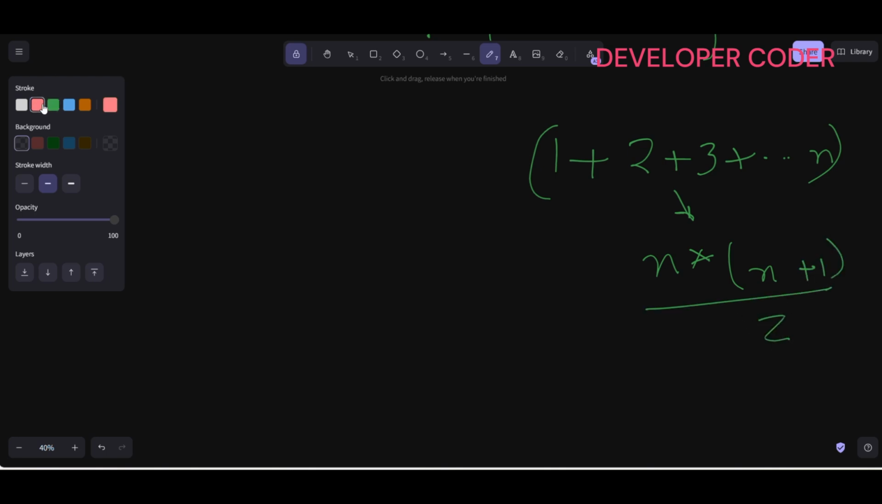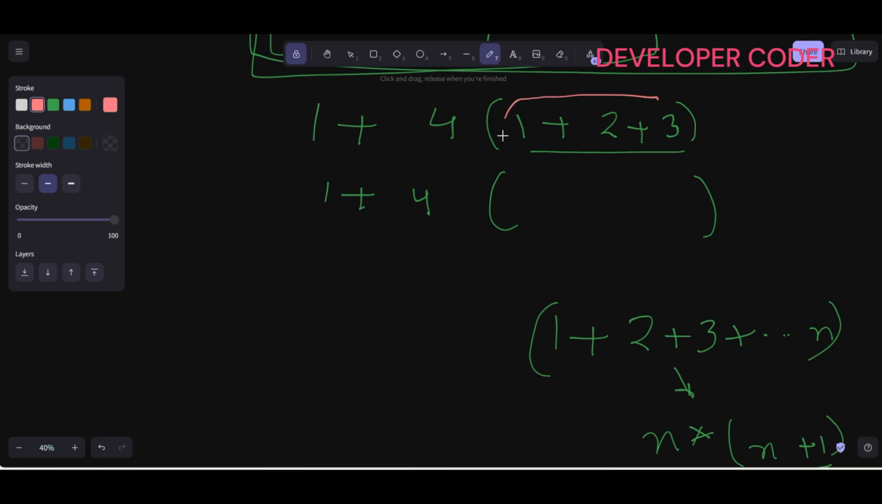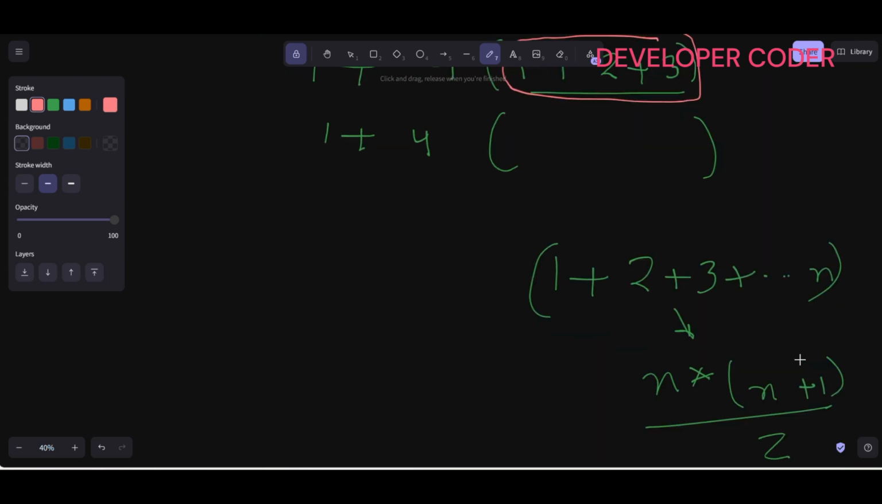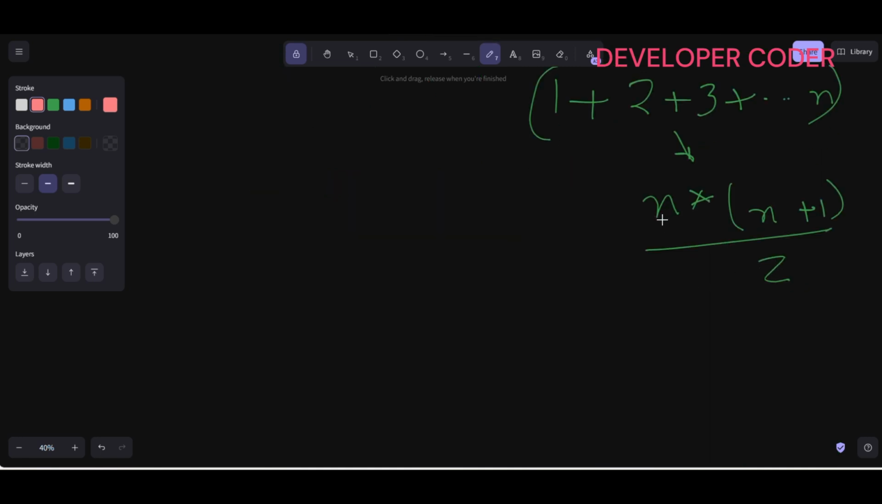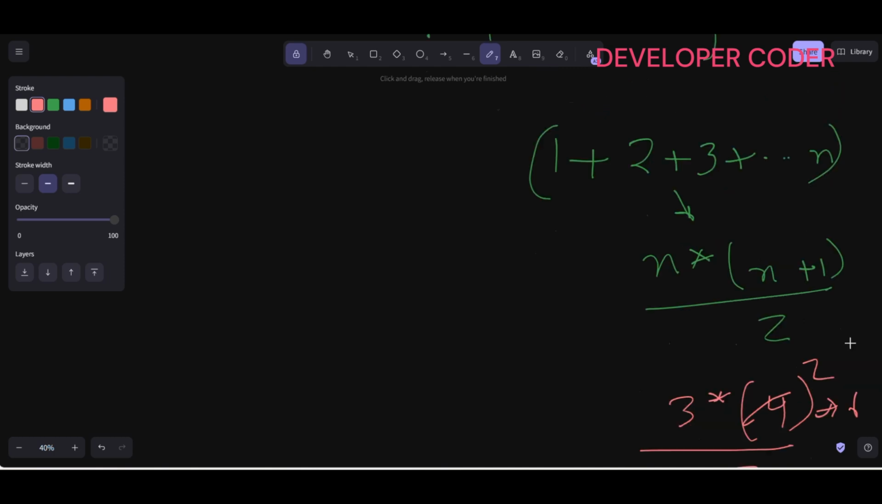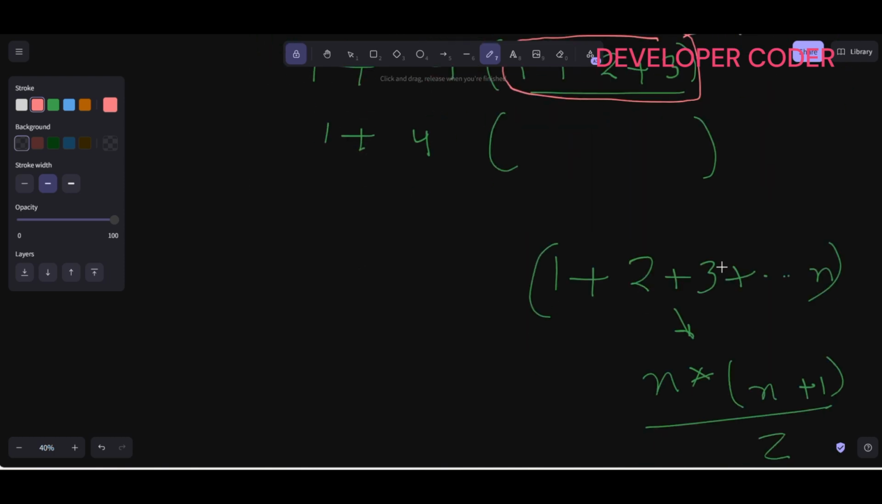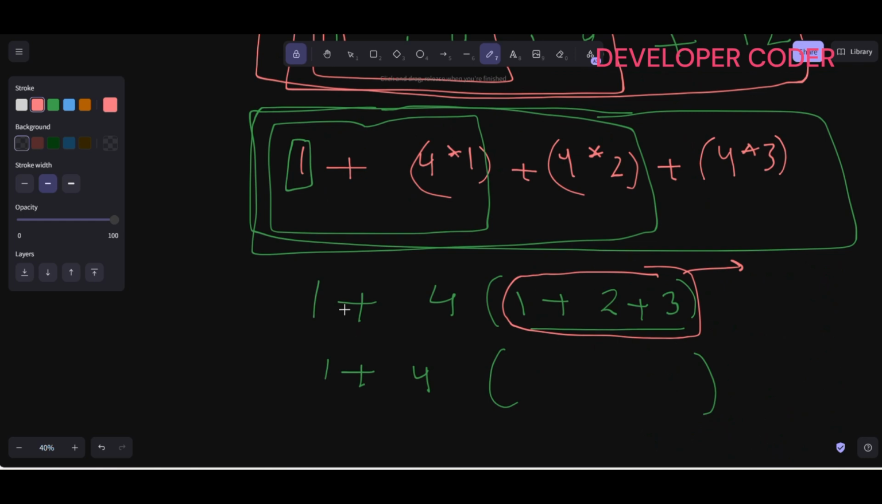So here let's suppose I want to calculate the sum of 1 plus 2 plus 3. In that case I am calculating the summation of the first three natural numbers. So if I put 3 here, 3 into 3 plus 1, which is 4, divided by 2, I will get output as 6. And this 6 is 1 plus 2 plus 3.